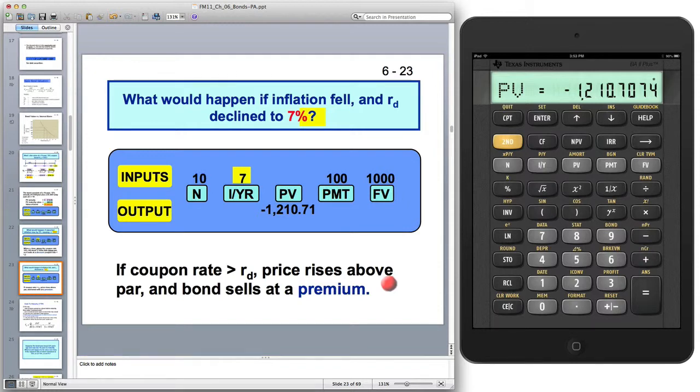So that was a demonstration of the calculation of bond prices using a finance calculator and the impact of inflation on bond pricing.